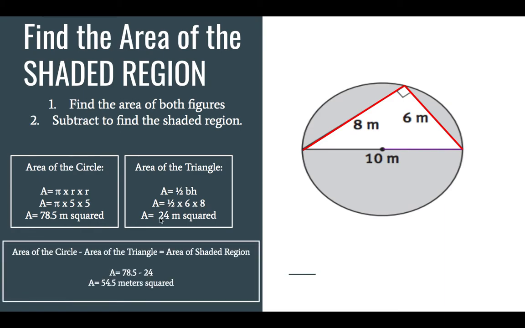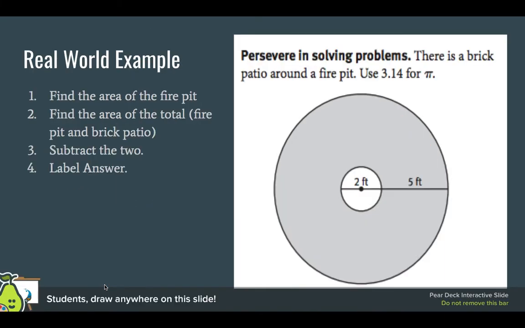Finally, the last thing you're going to do, you can find the area of the circle minus the area of the triangle, which gives you the area of the shaded region. So we have 78.5 minus the 24, which is going to give us 54.5 meters squared.